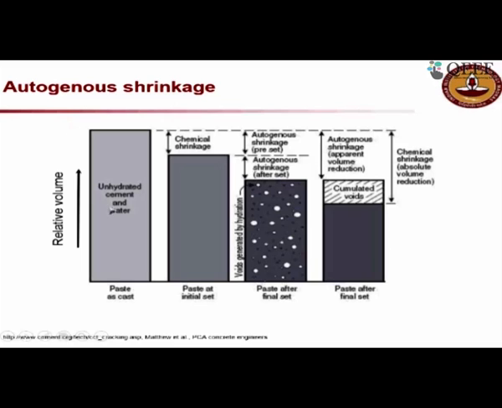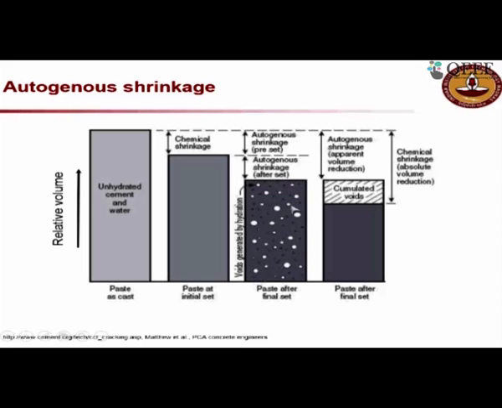Now, autogenous shrinkage. Again you can see here, this is unhydrated cement and water, and this is the total volume. Here, after the initial setting has happened, this is the volume of the paste. That means some reaction has happened. So there is some chemical shrinkage, where the reactants' volume is more than the volume of the product. This is the product volume, so this much shrinkage has happened. And if you wait until the setting is complete, you have further reduction in the volume of the cement paste. So now the total shrinkage is this much.